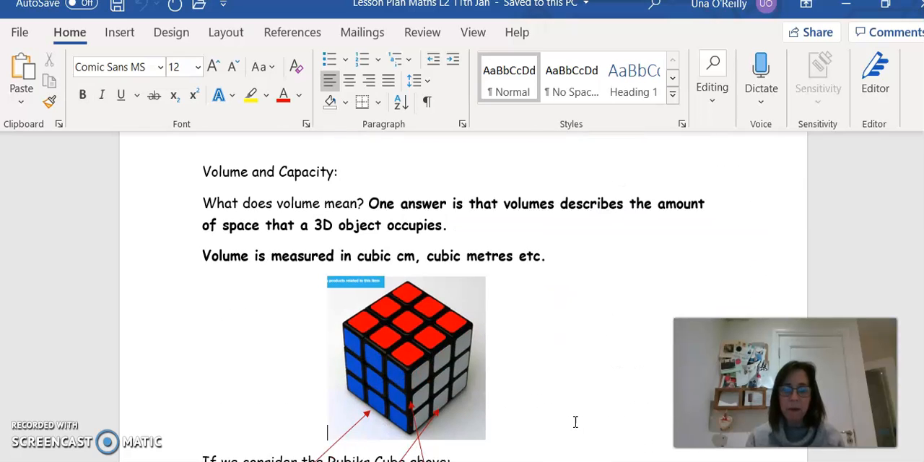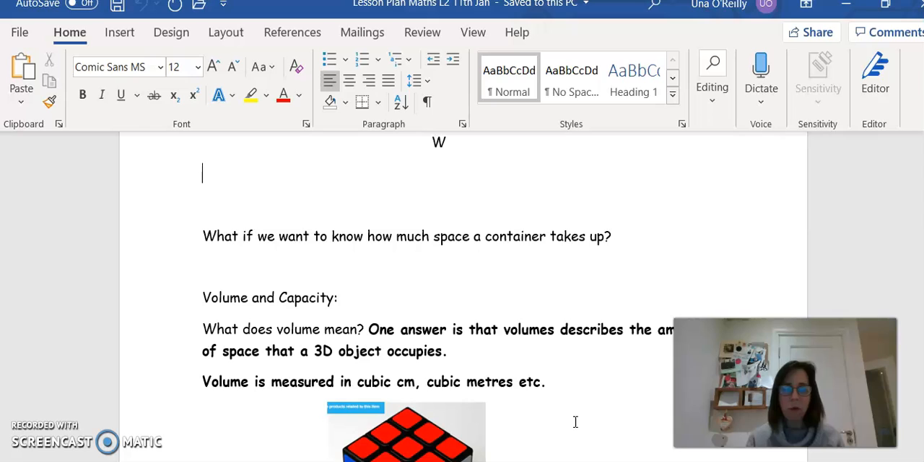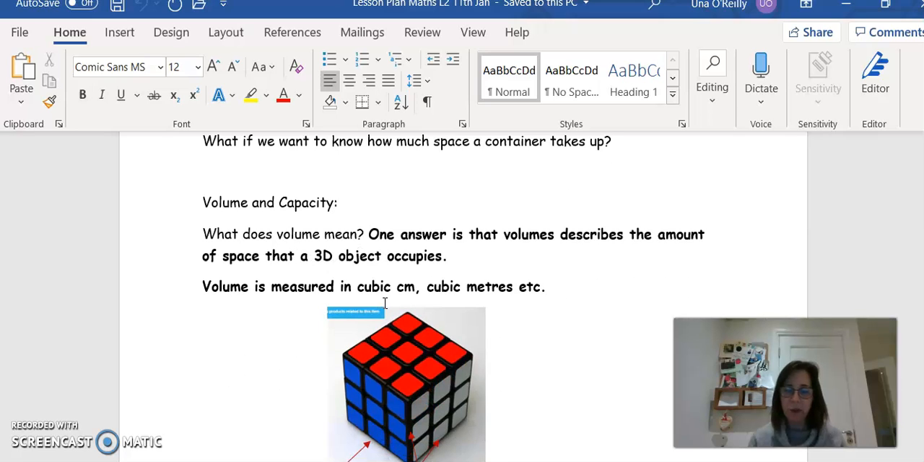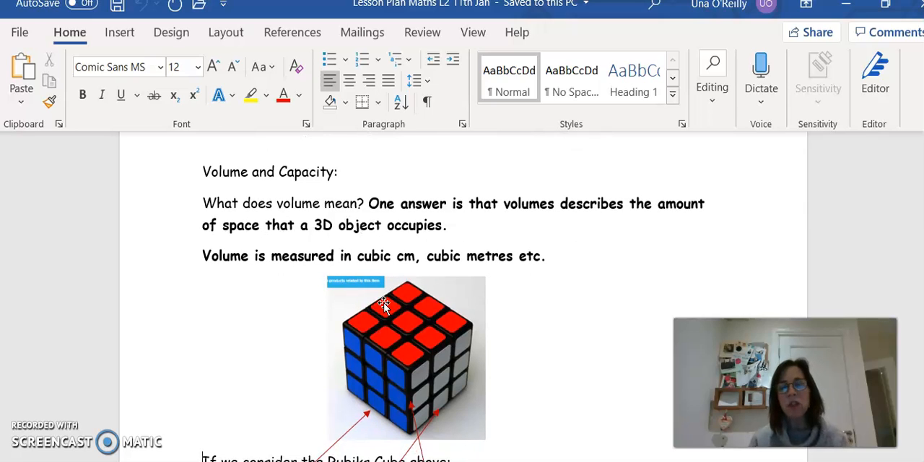What if we want to know how much space a container takes up, or something that's a 3D object? So we're going to talk about volume and capacity. What does volume mean? One answer is that volume describes the amount of space that a 3D object occupies. It's measured in what we call cubic units, whether centimeters, meters, whatever it might be.